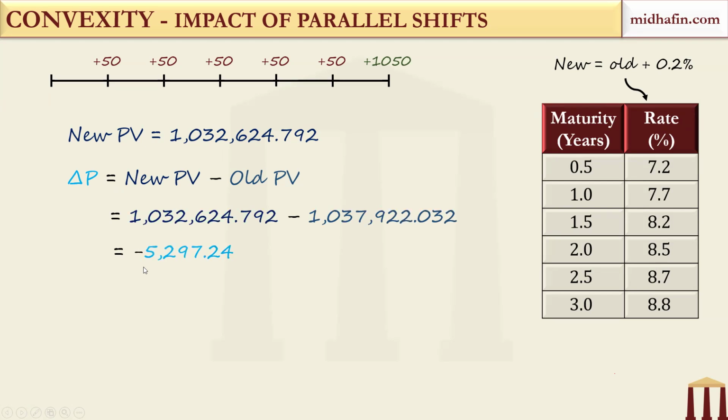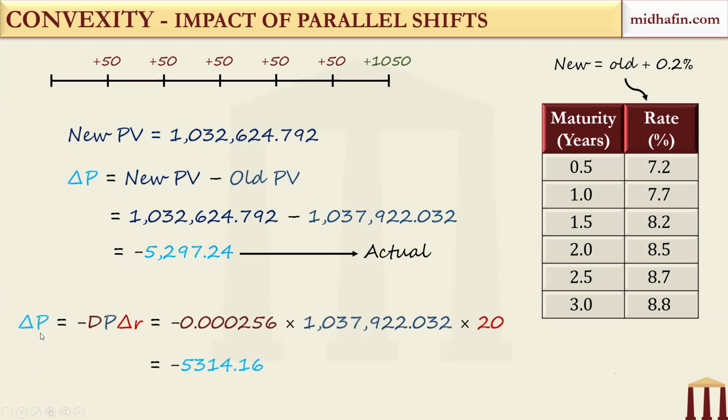I find that delta P will be minus $5,297.24. That means my bond price will decrease by this amount. This is the actual change. Now, duration is a way to estimate the change. It does not tell us the exact change, it tells us the approximate change, using a shortcut.